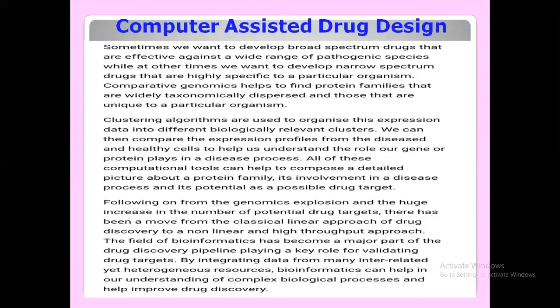When we want to develop broad spectrum drugs that are effective against a wide range of pathogenic organisms, at other times we want to develop narrow spectrum drugs. Narrow spectrum drugs have to act very specifically. For example, a specific drug acting on only coronavirus, that is a narrow spectrum drug that is highly specific to a particular organism.